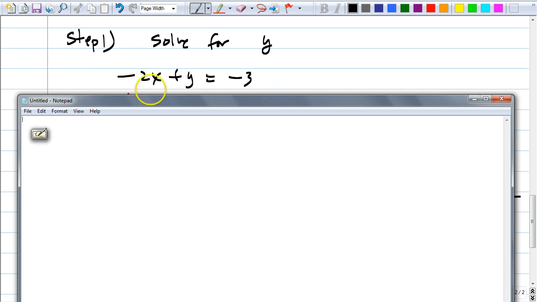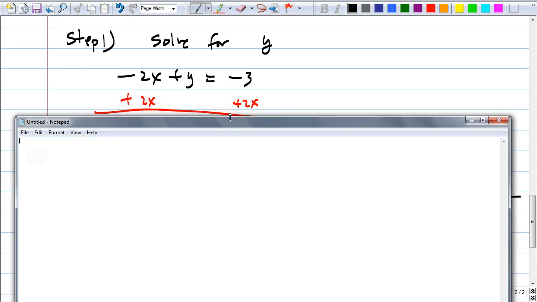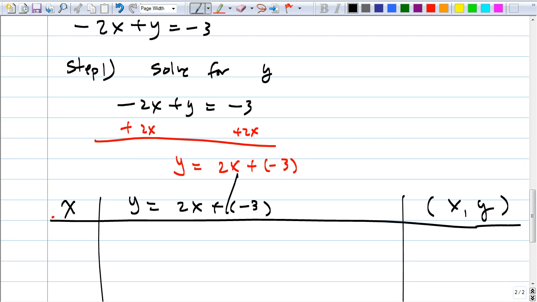In order to solve for y, what do we need to do to both sides to get rid of this -2x? That's adding to y. We add 2x to both sides, is correct. Then Ian, when I do this, what do I get on the left side? I get y equals 2x plus -3, is correct.